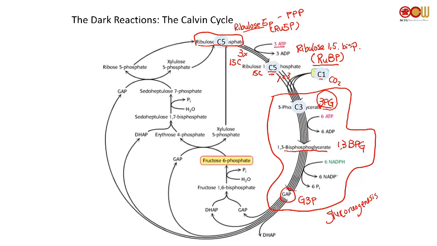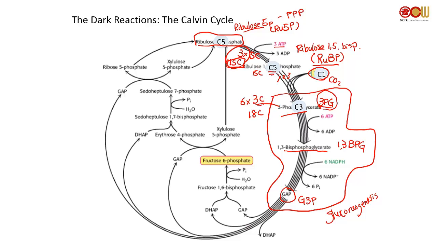Now you have a total of 6 times 3 carbon, so you have a total of 18 carbon right here. Now, in order for this process to occur again, you need to somehow generate the 3 times 5 carbon, the 15. So that means that if I do this reaction 3 times, I can fix 3 CO2 into 1 3-carbon metabolite right here.